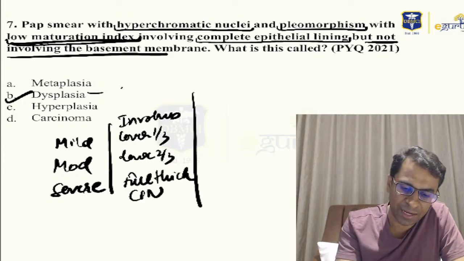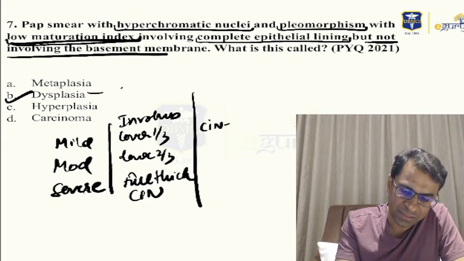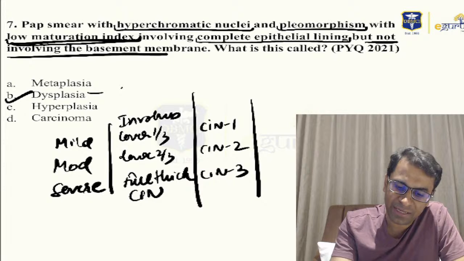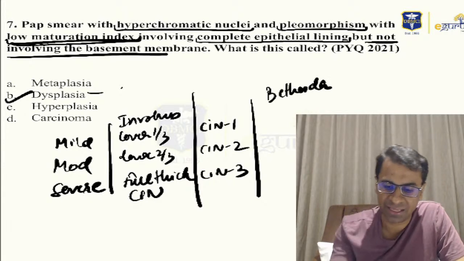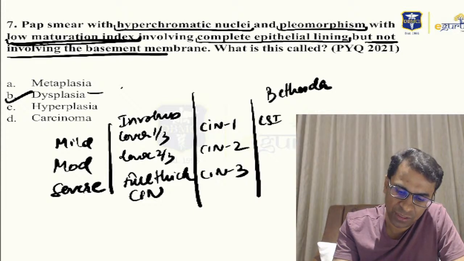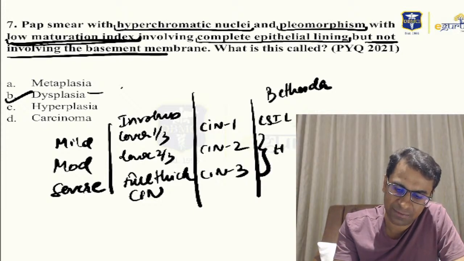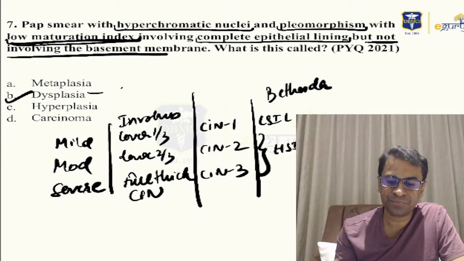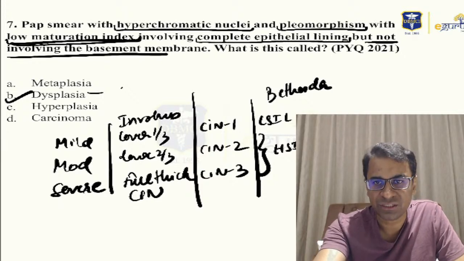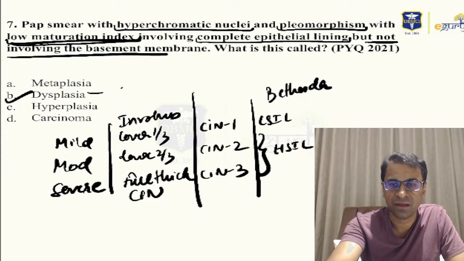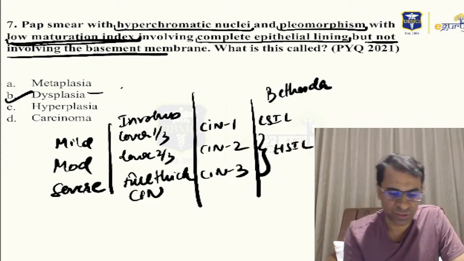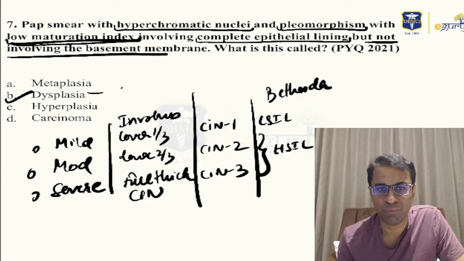This was previously called CIN1, CIN2, and CIN3. But nowadays in the Bethesda classification, the name has been given as LSIL for the first one, and these two are called HSIL. Please remember, it is LSIL for the first one, and HSIL for the others. So it is mild, moderate, and severe.